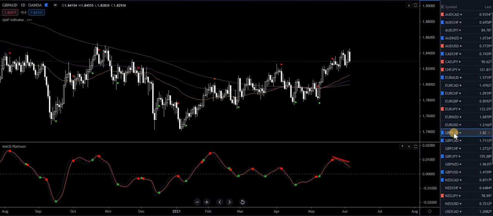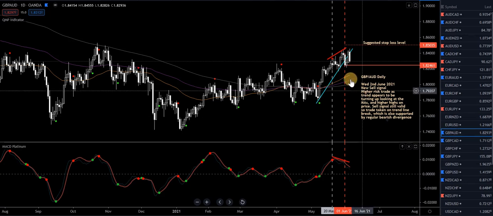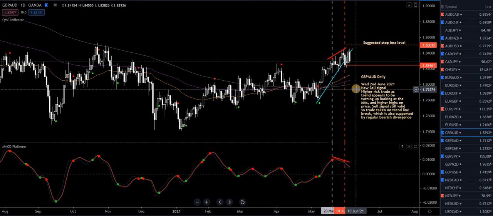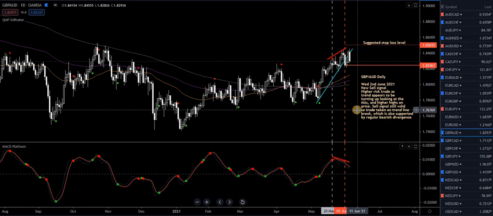Pound Aussie. Righto, what do we got here? Took a sell back here on this trend line break. This is a little bit different. High risk trade, as trend appears to be turning up, looking at the MAs. Higher highs on price. Sell signal still valid.